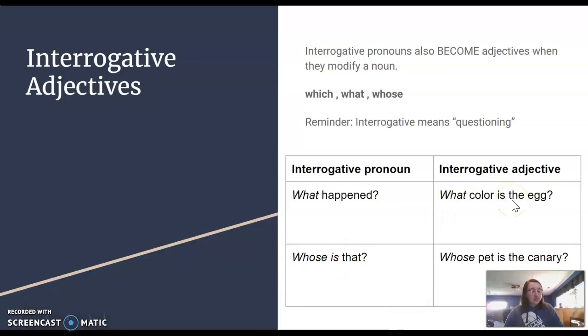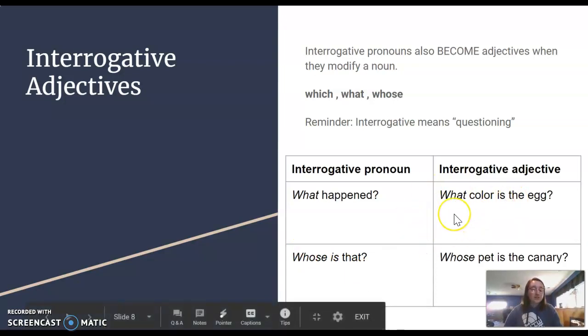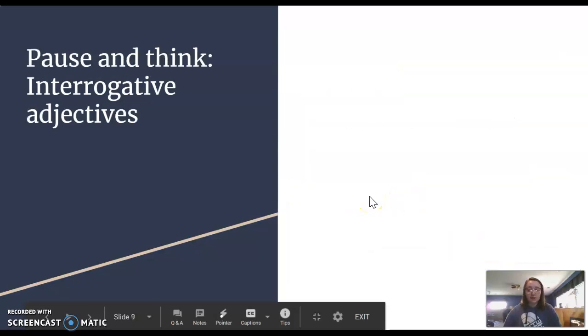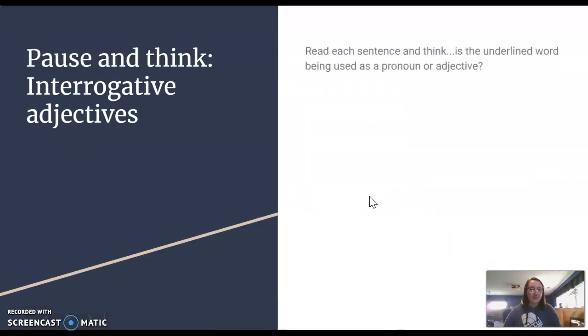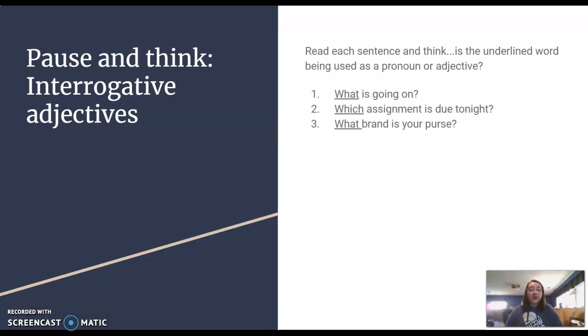When it works as an adjective, we see, what color is the egg? What is describing the noun color. Whose pet is the canary? Whose is describing the noun pet. Should be getting easier, hopefully. So same thing for this pause and think. Pause your video, look at the underlined word, and tell me, is it functioning as a pronoun or an adjective here? So hopefully you paused.